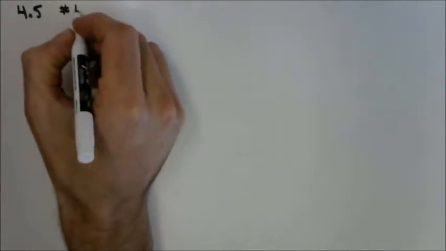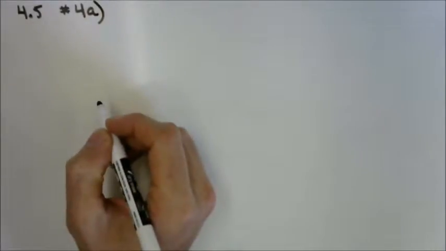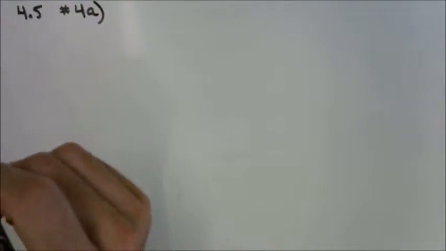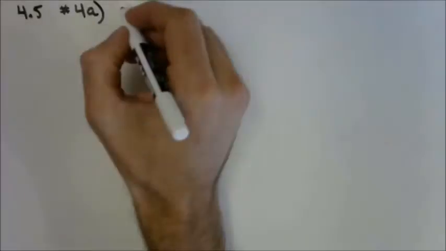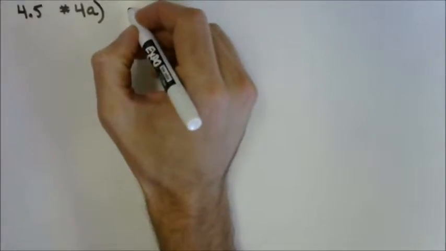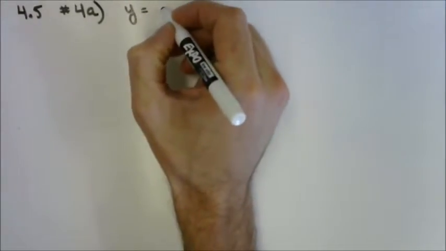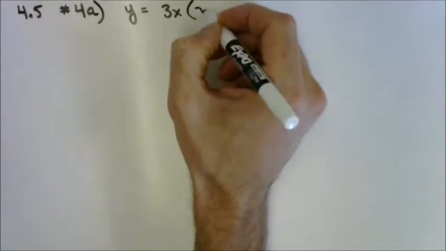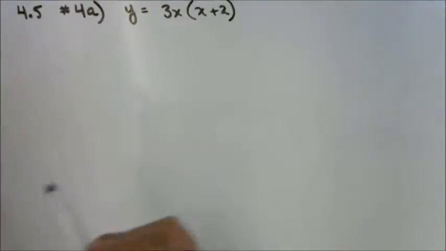Alright, this is homework help for lesson 4.5. This is number 4A from 4.5. It says, sketch each parabola, label the x-intercepts and the vertex. So we're given an equation in A. It says y equals 3x times x plus 2.